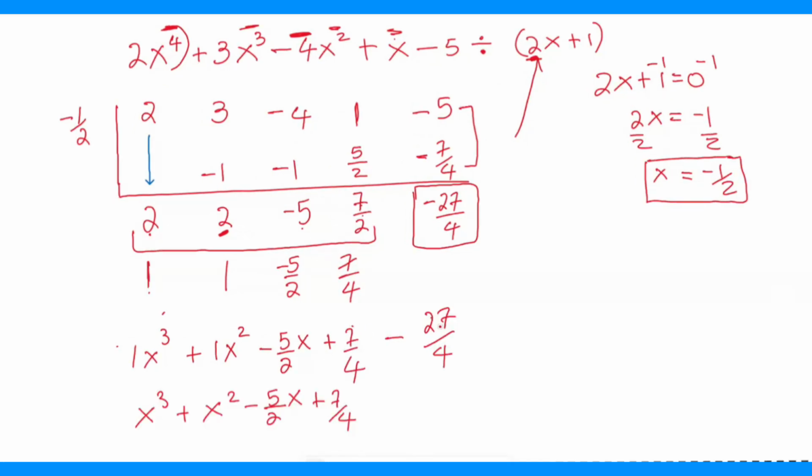As you can see, we have a remainder of minus 27 over 4, and this is all over the divisor. Remember that the divisor was 2x plus 1. So this is our answer.